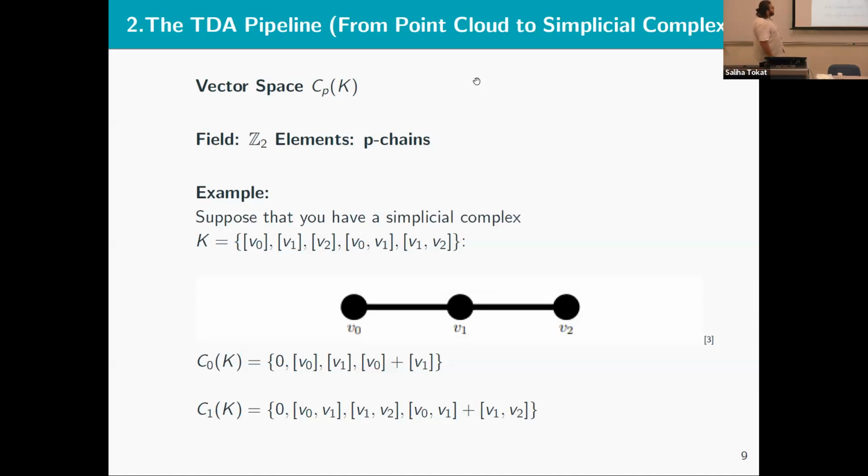Let me clarify this idea again. Let's look at an example. Suppose that you have a simplicial complex K. In that case, K has just vertices and line segments. By the way, this p is written for the degree. When p is equal to 0, we just construct a vector space by using vertices, and when p is 1, by using line segments. And in that case, since there is no other kind of simplex, the vector space for degree greater than 1 is equal to 0.